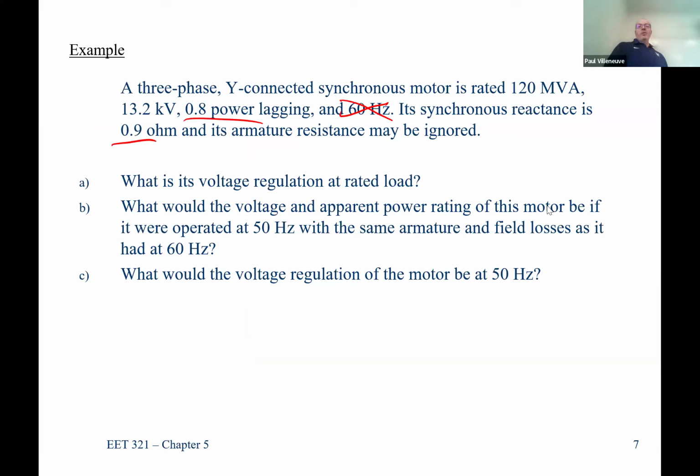So the question is, what would the voltage and apparent power rating of this machine be if it were operated at 50 hertz with the same armature and field losses as it had at 60 hertz? What's changed?